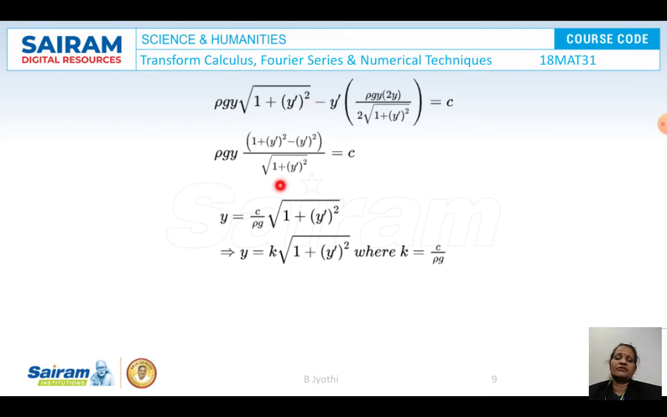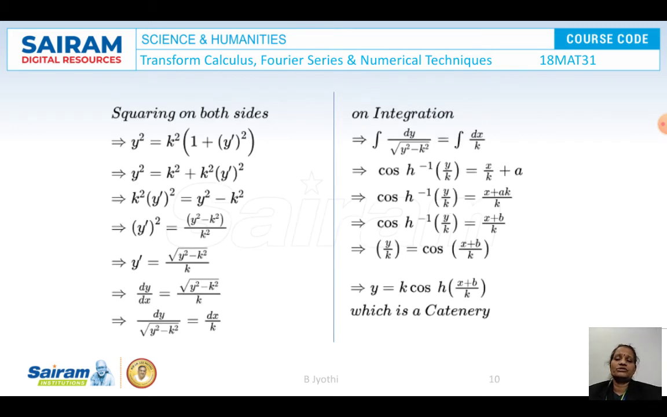Take the LCM and simplify. We are getting rho g y into 1 plus y dash square minus y dash square divided by root of 1 plus y dash square equals c, or y equals c by rho g into root of 1 plus y dash square, or, taking c by rho g as k, y equals k root of 1 plus y dash square, where k equals c divided by rho g.